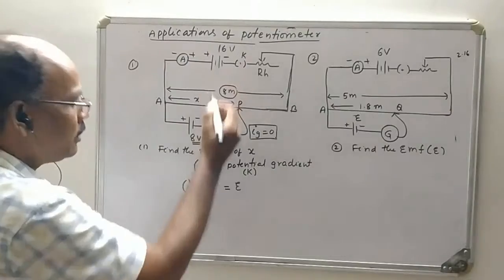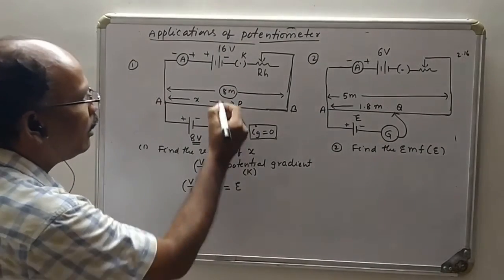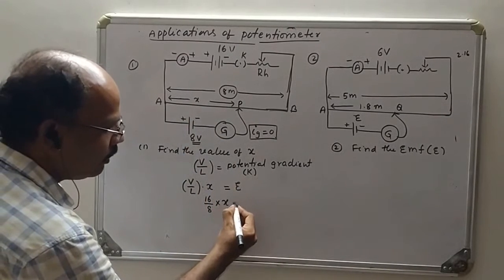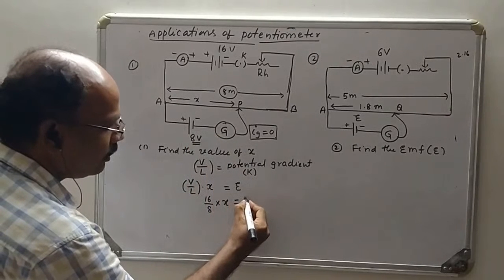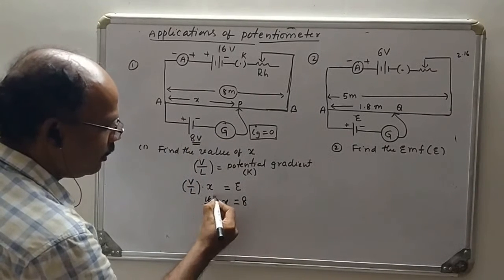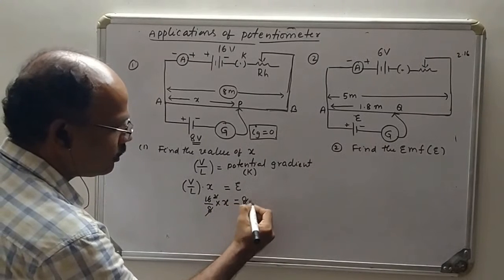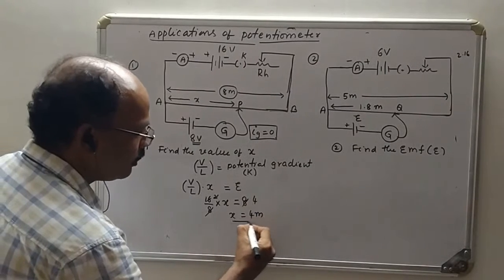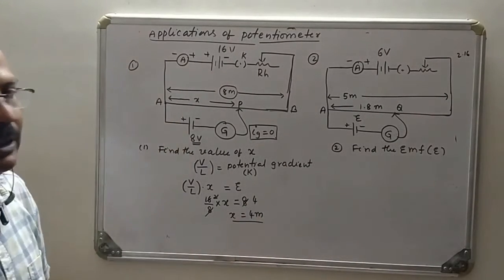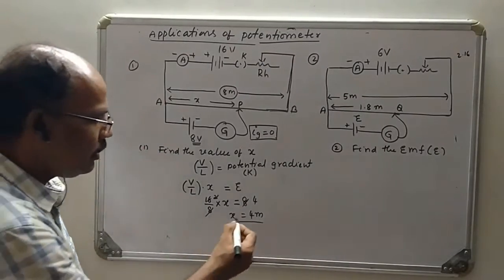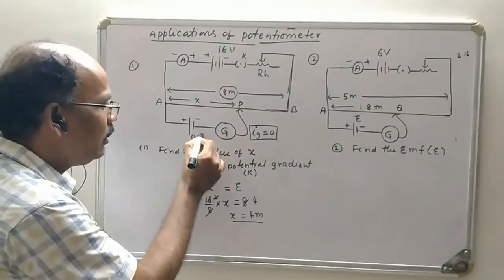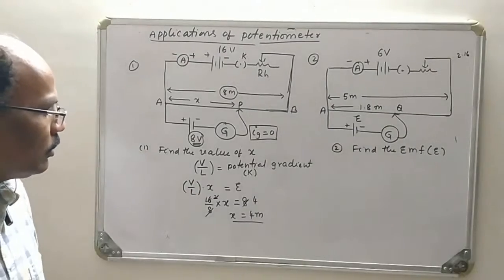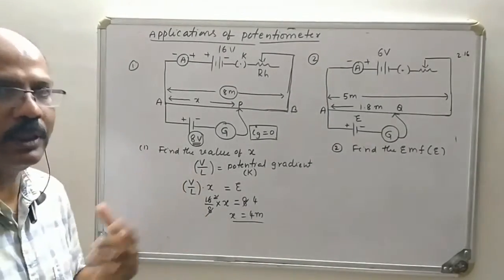Substitute the values. V is 16, total length is 8 meters, X is to be determined, and the EMF in the secondary is 8. So we can write 8 twos are 16, so 2 fours are 8. So X is equal to 4 meters. X is nothing but 4 meters from point A. So X is the balancing length for the EMF of 8 volts. Clear? This is how we can apply the principle of potentiometer.